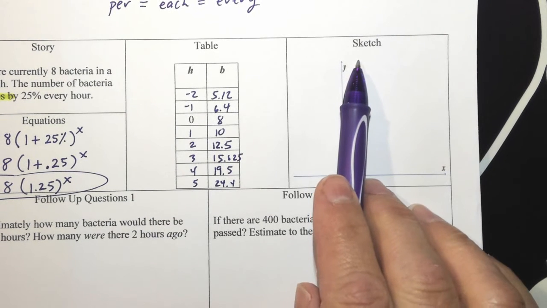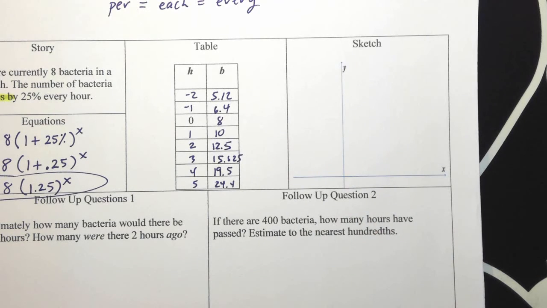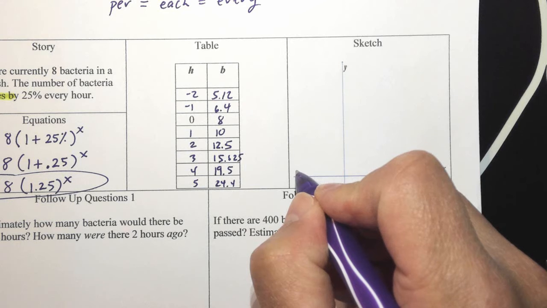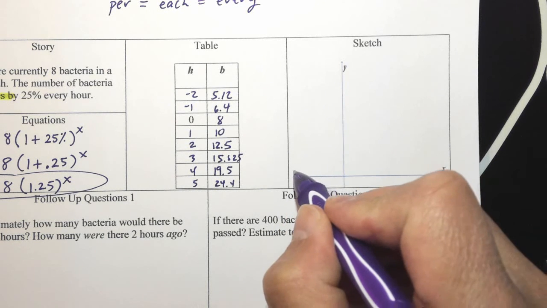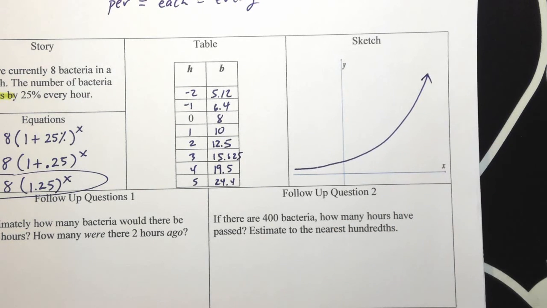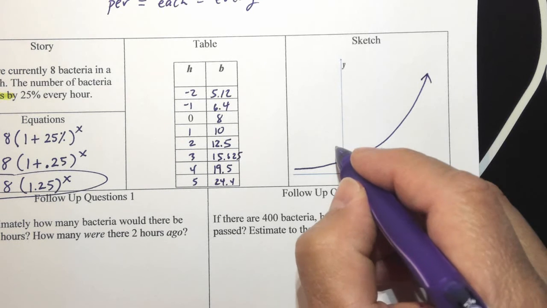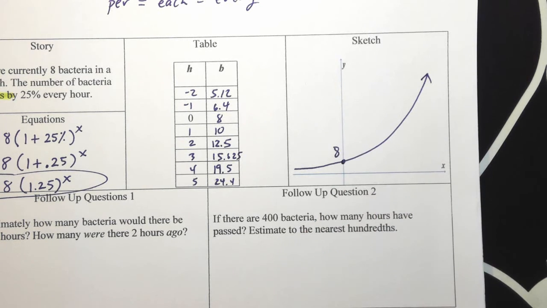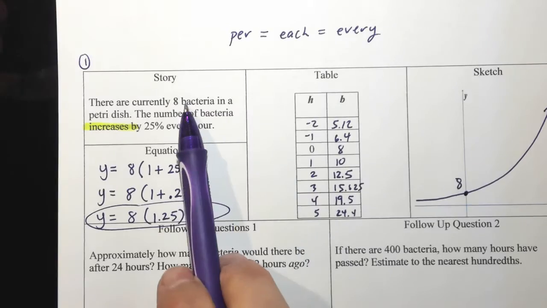Sketch. You're not actually graphing. If we wanted you to graph, we would put grid lines on here. We want you to sketch. And just like on the previous assignment, we want you to know that exponential functions are curved like that. This is a growth problem, and we also want you to always tell us how many bacteria there were initially. That is the y-intercept. 8, 8, 8.